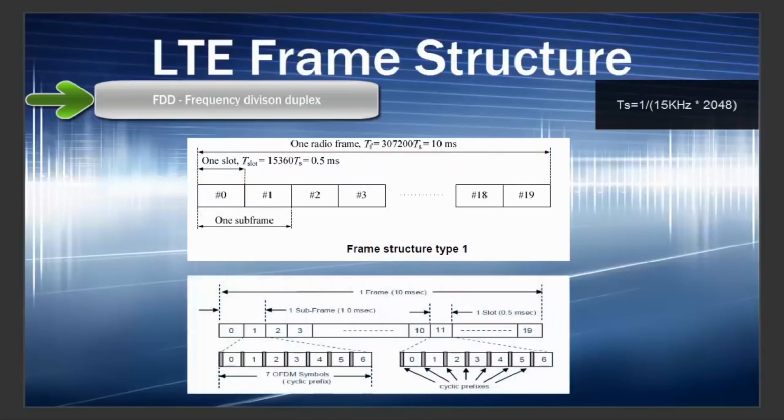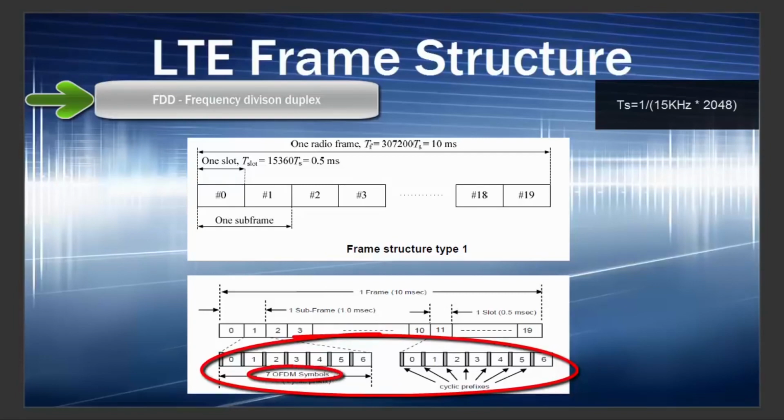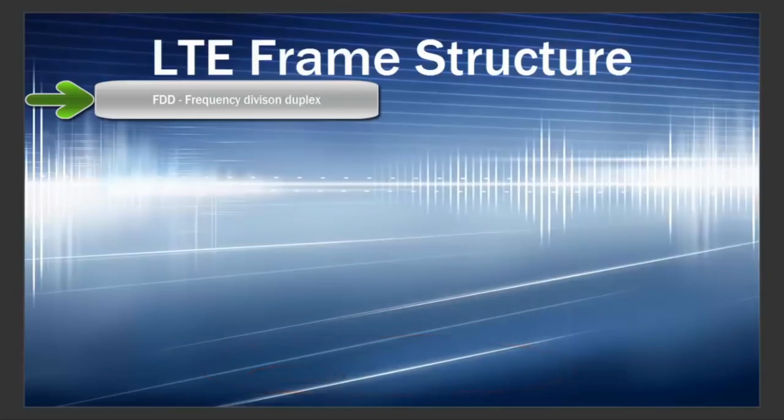If we go inside the slot, we can see there are 6 or 7 OFDM symbols inside a slot. If normal cyclic prefix is used, then the number of OFDM symbols in a slot is 7, and if extended cyclic prefix is used, then the number of OFDM symbols in a slot is 6.